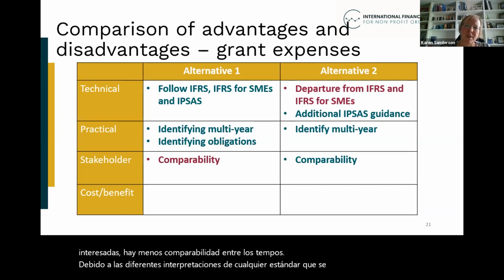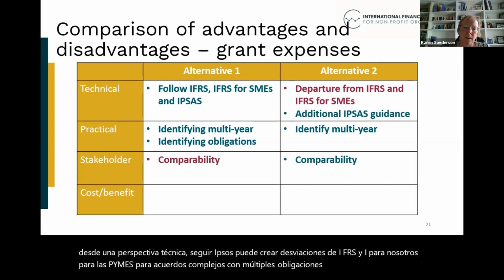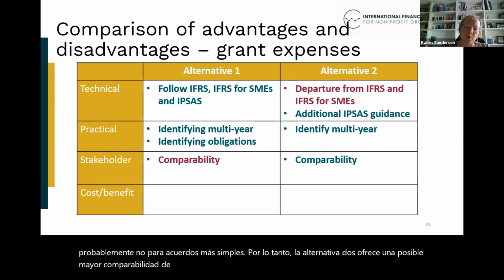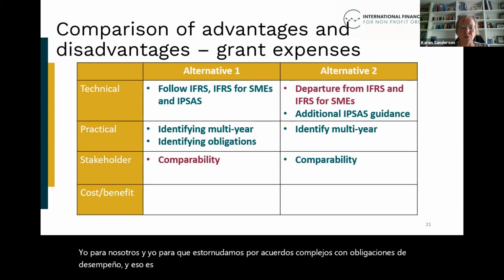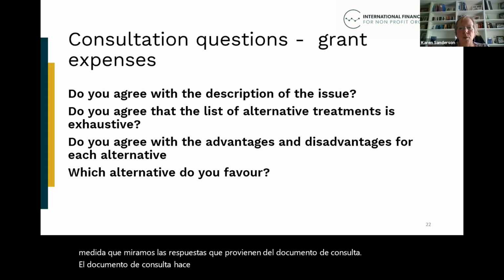And for alternative two, from a technical perspective, following IPSAS may create departures from IFRS and IFRS for SMEs for complex arrangements with multiple performance obligations, but probably not for more simple arrangements. So alternative two offers potentially greater comparability of NPO information, but with greater departures from IFRS and IFRS for SMEs for complex arrangements with performance obligations. And that's a trade-off that will need to be considered as we look at the responses that come from the consultation paper. The consultation paper asks 4 questions, and these questions go to have we got the description of the issue right, and to try and gather thoughts about the alternatives.